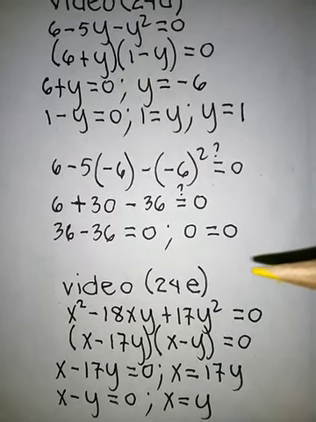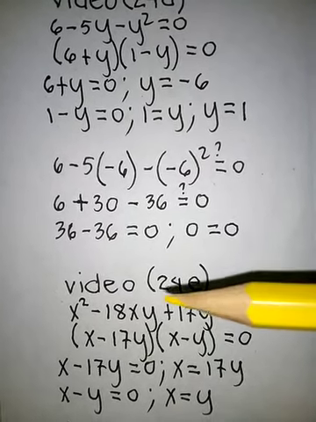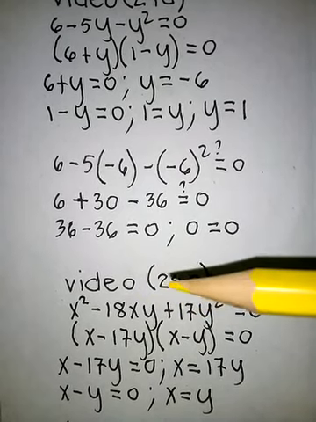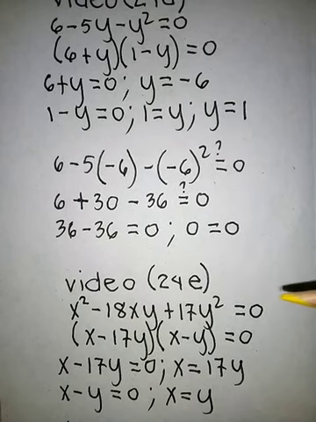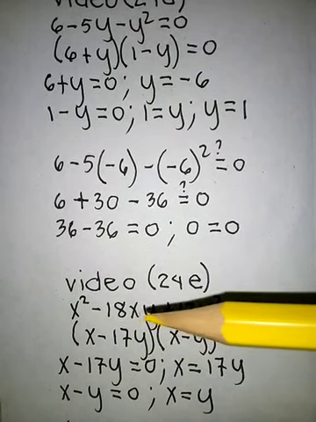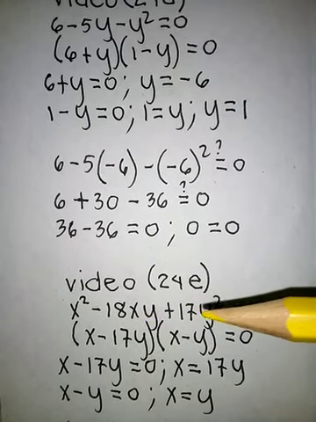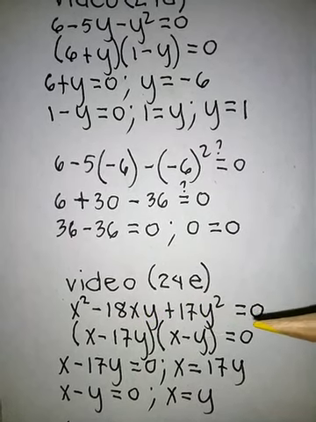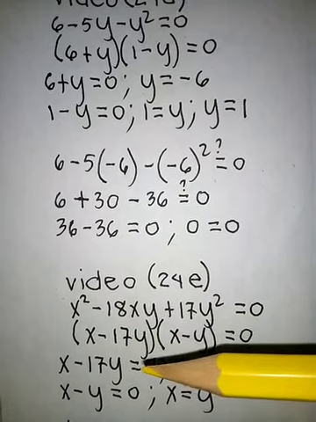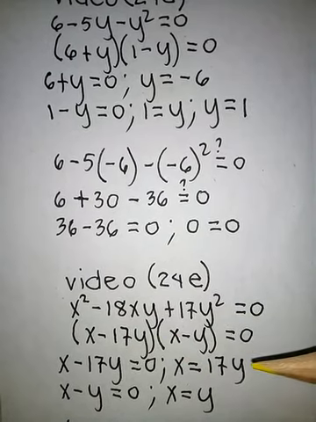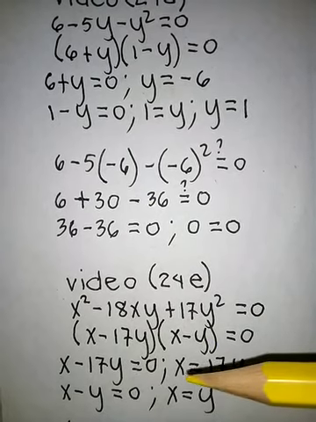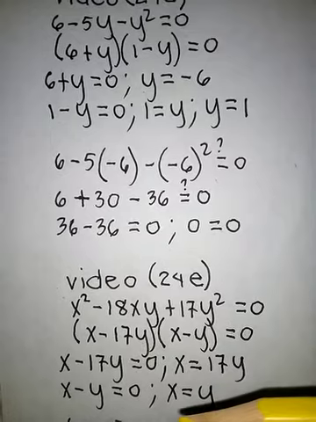So, in video 24E, we have two variables, x and y. So, we have x squared minus 18xy plus 17y squared, equate this to 0. So, we got the factors to be quantity x minus 17y times quantity x minus y is equal to 0. So, equate each factor to 0. x minus 17y is equal to 0. So, therefore, x is equal to 17y. And the other one, x minus y is equal to 0. Therefore, x is equal to y.